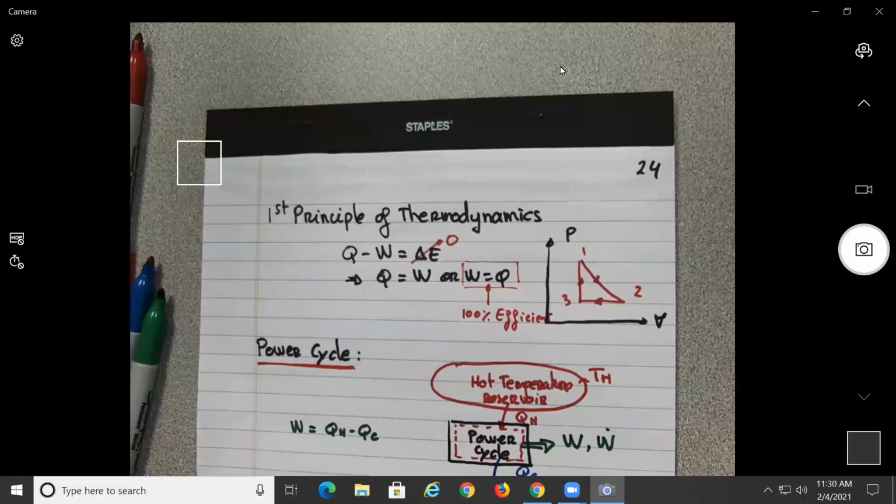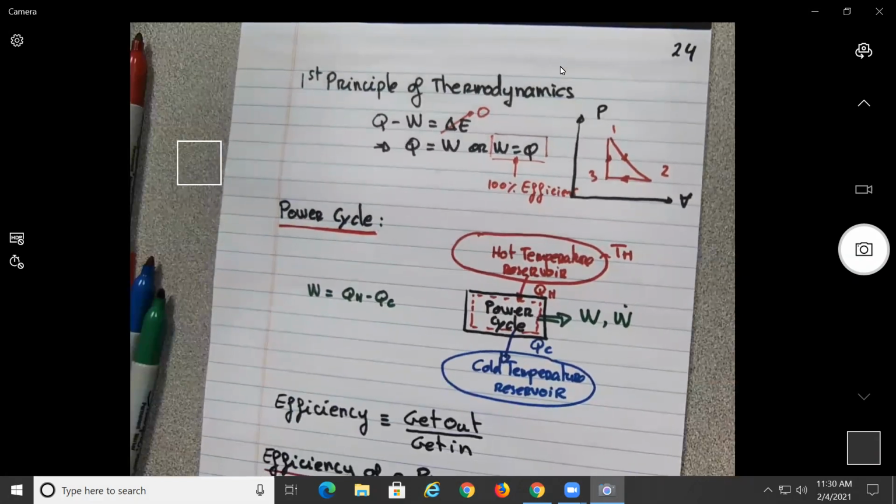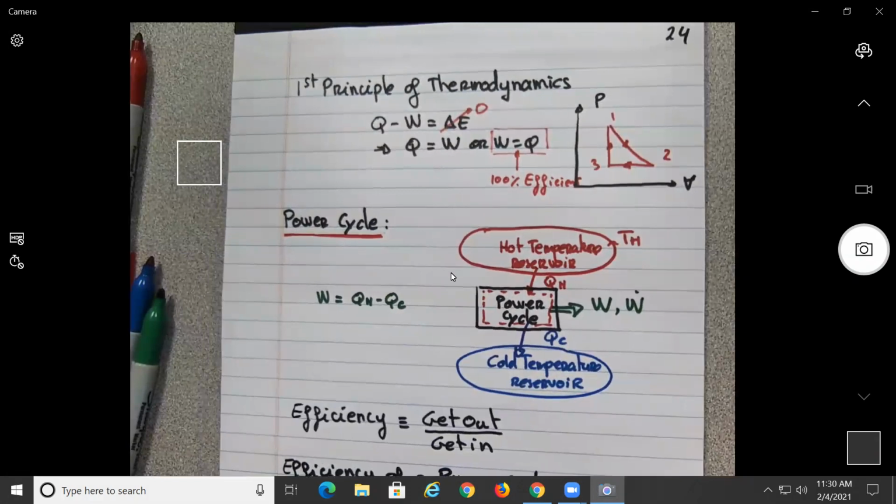But in real life, what happens? Any type of system is going to operate between two different temperature reservoirs, one hot and one cold. And the amount of power you can get depends on the temperature difference between those two reservoirs. So really, the amount of work you can get is equal to Q sub H minus Q sub cold. Now we're going to see different cases.